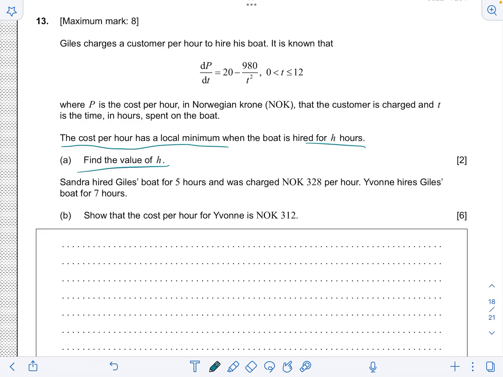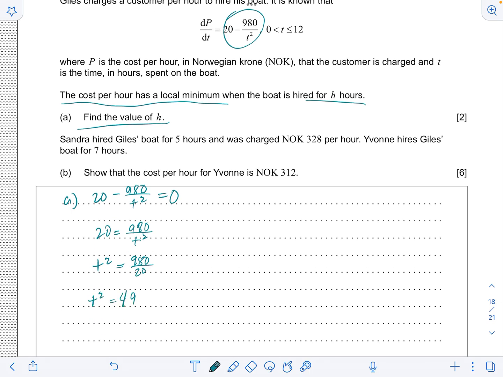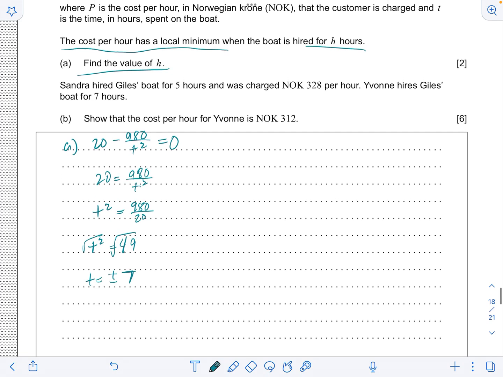We want to find the local min. Well, we should remember that we can find any maximums or mins, any extrema, by setting the derivative equal to 0. So for part A, that's what we do. 20 minus 980 over t squared equals 0. And then just solve for t. I would add 980 over t squared to both sides, giving us 20 equals 980 over t squared. Multiply both sides by t squared, and then divide both sides by 20, giving you 980 over 20 equals t squared, or t squared equals 49. And square root both sides, t equals plus or minus 7, but since we're dealing with time, we only deal with the positive. So t equals 7, or h in this case equals 7, because h was the time.